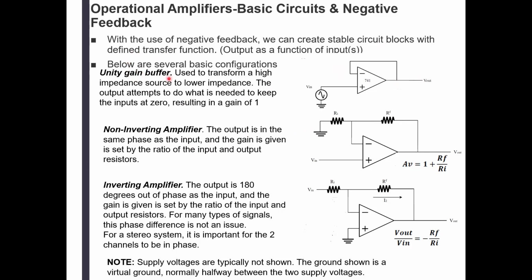All right, so let's see what's been written here. With the use of negative feedback, we can create stable circuit blocks with defined transfer function, or output as a function of the inputs, which means we can control the output the way we want to. Okay, so below are several basic configurations. Unity gain, used to transform a high impedance source to lower impedance. The output attempts to do what is needed to keep the input at zero.